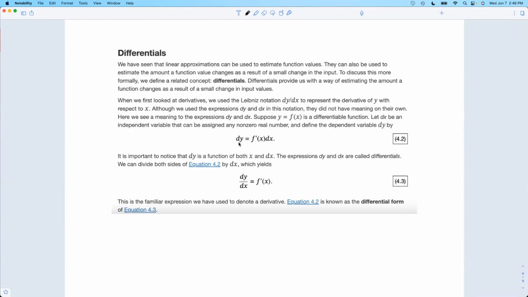This says that a very small change in y is equal to the derivative at some value times a small change in x. And when I say small, I mean as the limit of delta x goes to 0. So we have the actual change delta y, the actual change in y, is approximately equal to the derivative at some value times your change in x.